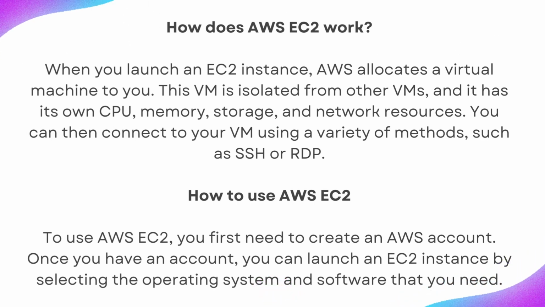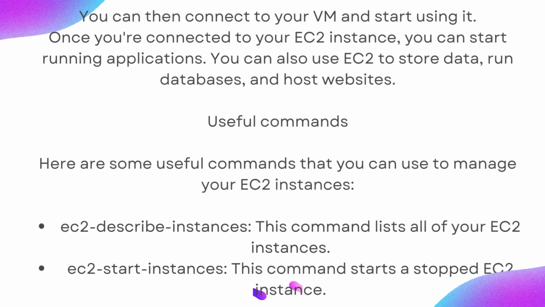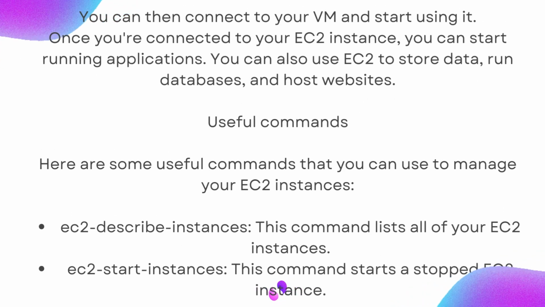How to use AWS EC2? To use AWS EC2, you first need to create an AWS account. Once you have an account, you can launch an EC2 instance by selecting the operating system and software that you need. You can then connect to your VM and start using it. Once you're connected to your EC2 instance, you can start running applications. You can also use EC2 to store data, run databases, and host websites.